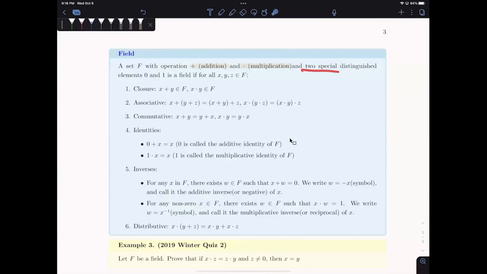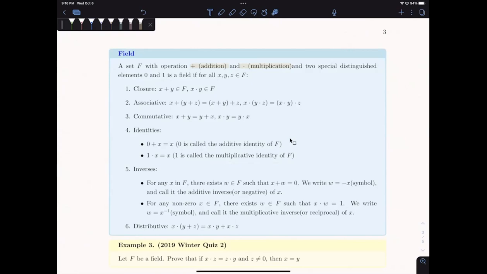And two special distinguished elements, 0 and 1. That means those two elements are not the same. They are distinct elements. And also those two elements are not necessarily 0 and 1. Okay, I know you're getting confused again. They're not necessarily 0 and 1. We are just using 0 to represent our additive identity, and we're just using 1 to represent our multiplicative identity.